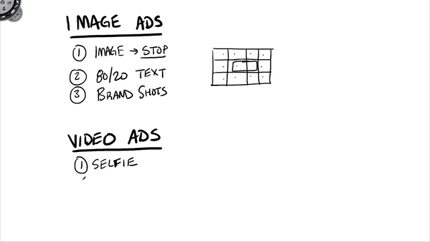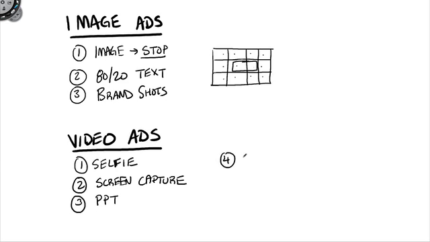It's powerful stuff. So, all right, video ads. Number 1 is Selfie. I'm going to go over these different kinds of video ads that are pretty powerful. Number 2 is Screen capture. 3 is PowerPoint.